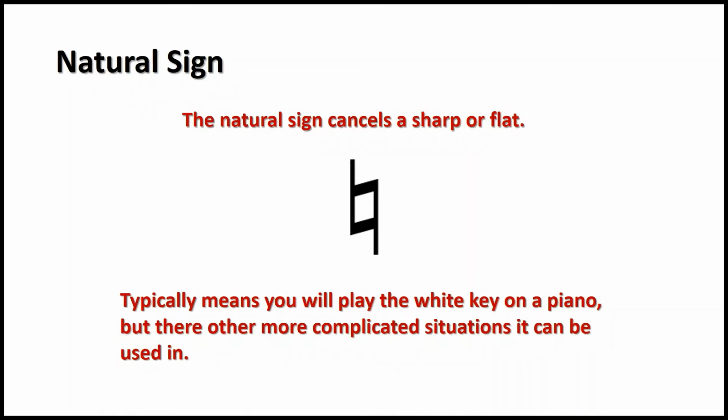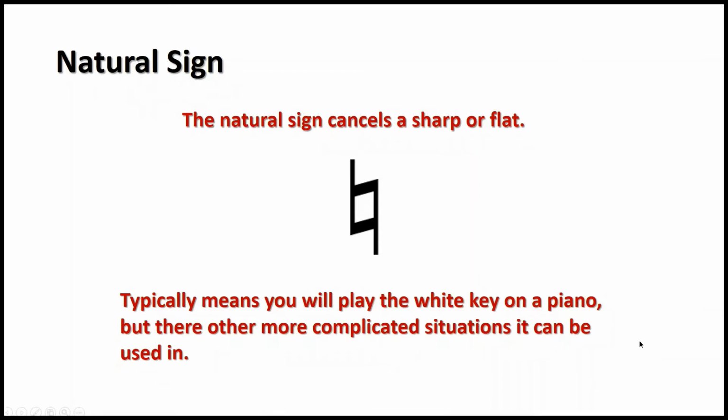So maybe you have the key of G with F sharps, and this is sitting on an F. So for that measure, our Fs would just be Fs, not F sharps. Sometimes you'll see it with accidentals. Maybe you'll have an F sharp, then an F natural, and then you'll go to an E. So again, these will last just for a measure, but this sign simply cancels the effect of a sharp or a flat.